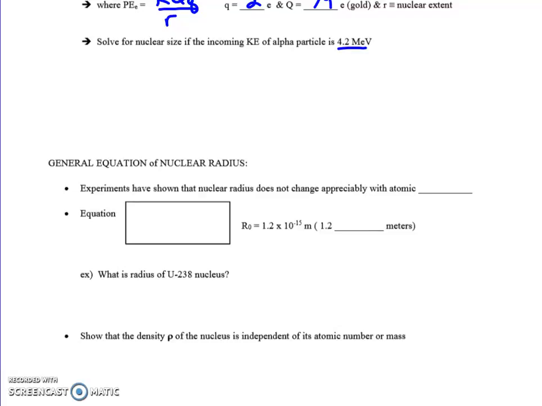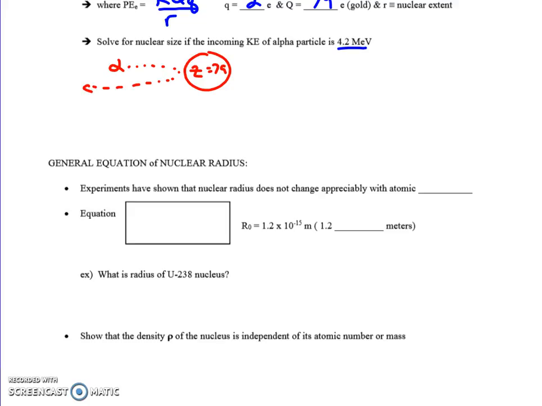So let's pick up where we left off in class discussing the extent of the nuclear radius. We were doing a derivation where we had a low energy alpha particle coming in and being stopped by a large Z nucleus, gold, and it slows down, turns around, and its kinetic energy is converted to potential, and you had the equations up there.